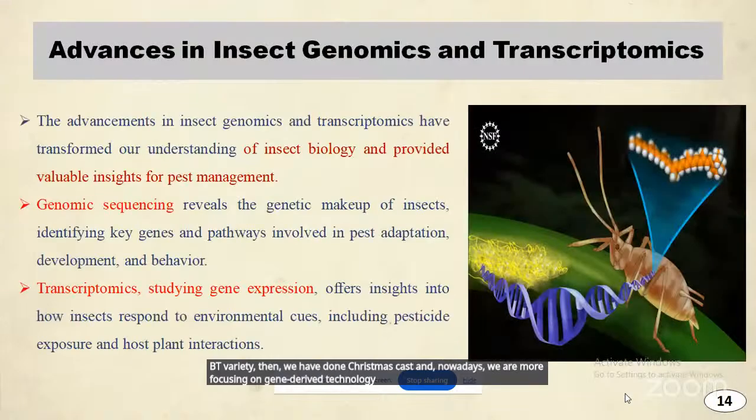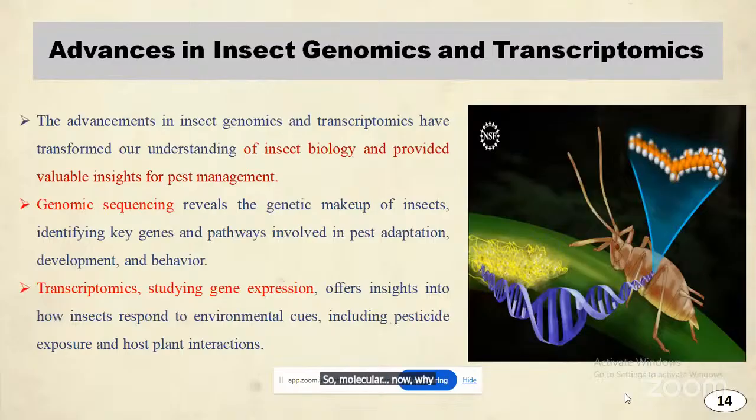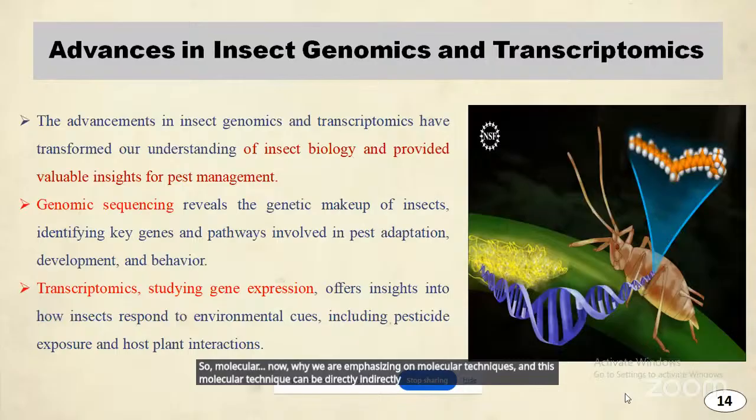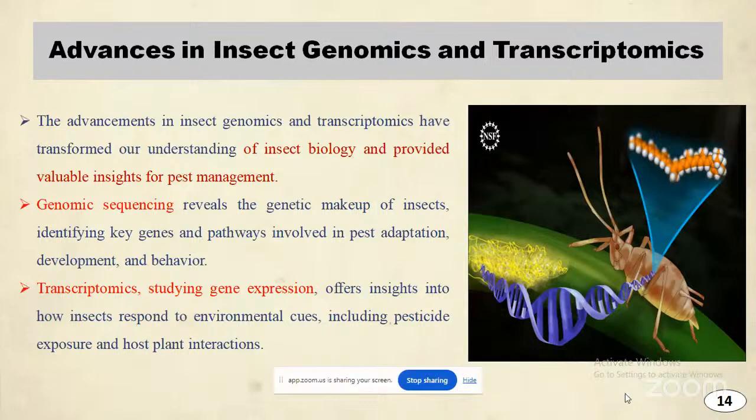So molecular. Now why are we emphasizing molecular techniques? These molecular techniques can be used directly or indirectly in your AI-based driving tools to detect either the biotic or abiotic factors present in your system, and they will also help in predicting whether a particular type of pest is arriving in your upcoming climatic condition or not.